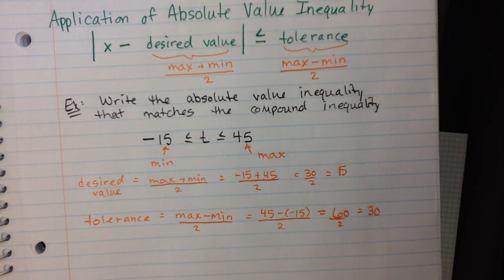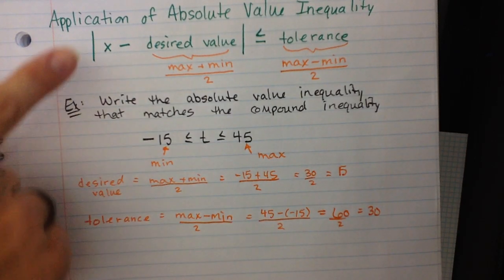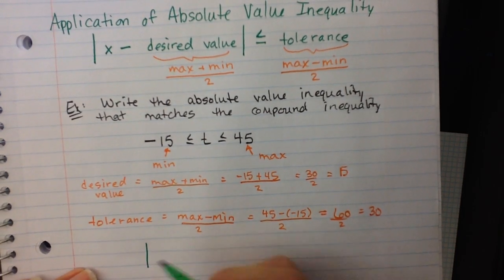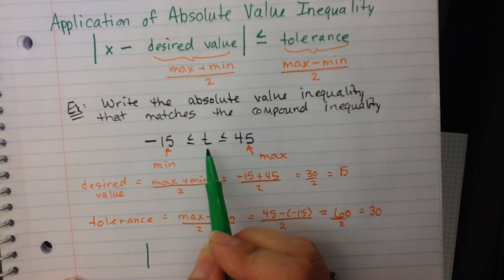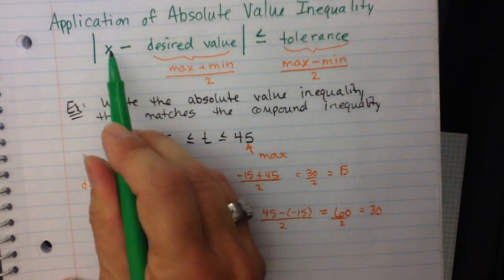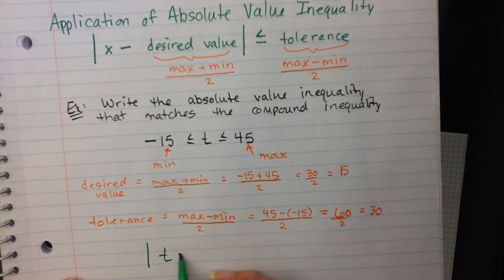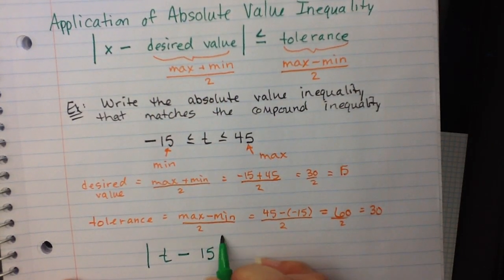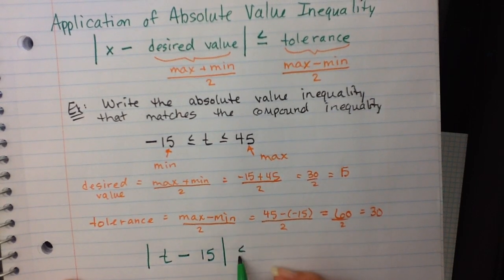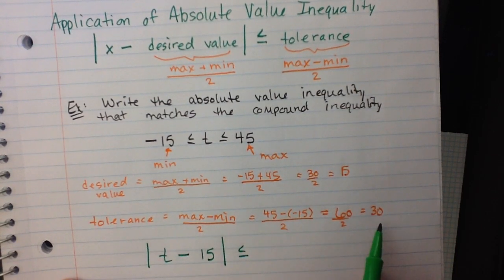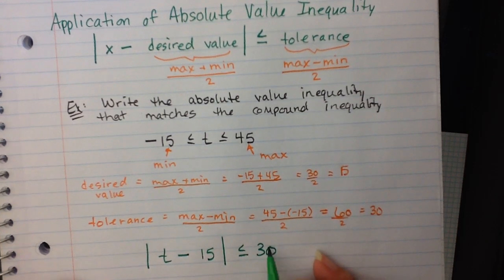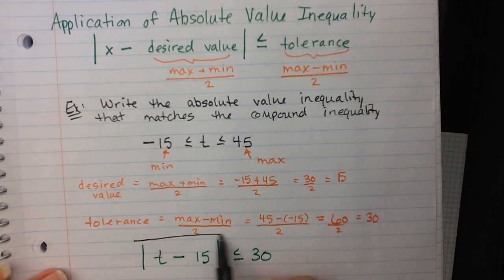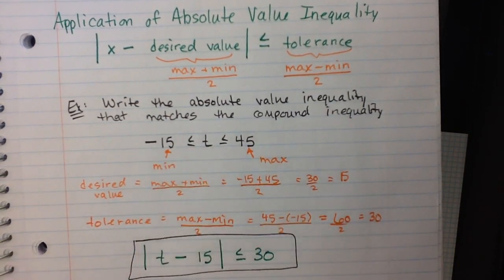It's a big tolerance. So when we write our inequality, then we're just going to create an absolute value. And we'll use the letter T because they used the letter T in the problem instead of the letter X. So we'll do T minus the desired value, which was 15, inside absolute value, is less than or equal to our tolerance, which was 30. And that will be the absolute value inequality that matches that compound inequality.